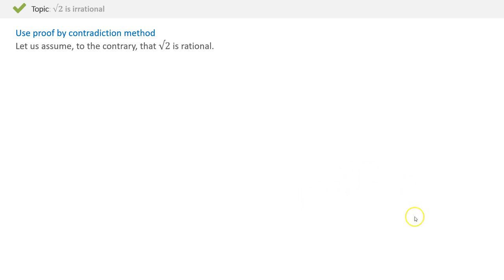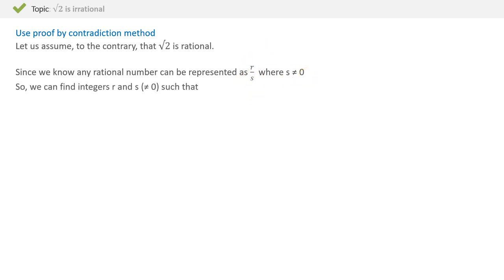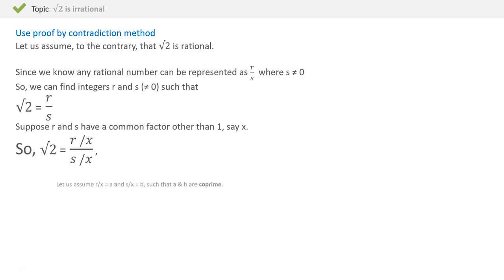So let's assume to the contrary that square root of 2 is rational. Since we know any rational number can be represented as r by s, where s is not equal to 0, we can find integers r and s such that square root of 2 is equal to r by s. Further, let's assume r and s have a common factor other than 1 and say that is x. I can divide r by x and s by x to get co-prime numbers a and b, right?